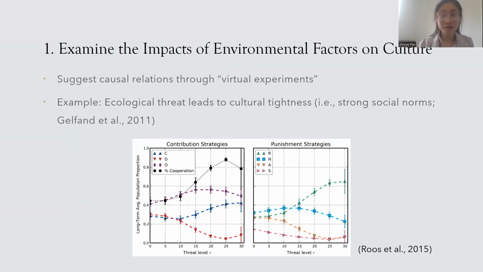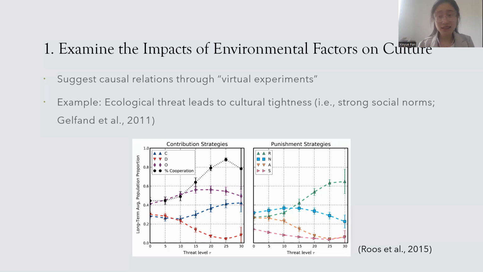So now let's start with the first example, examining the impacts of environmental factors on culture. One of the most studied topics in cross-cultural psychology is how ecological factors influence culture. And the traditional way researchers in cross-cultural psychology did it is through correlational studies. You observe different societies and measure the ecological factor, and then conduct a correlational study, and show the relationship between certain factors and cultural outcomes.